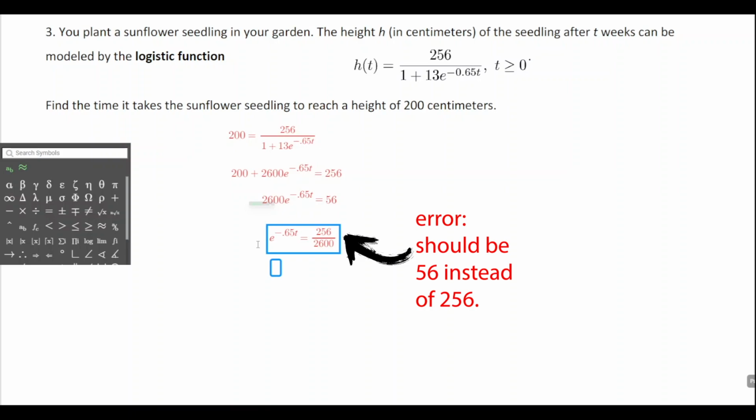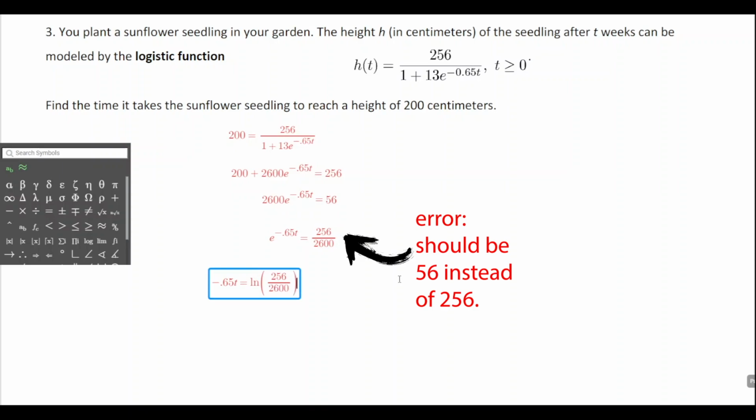All right, so at this point, we need to use the inverse property. We need to isolate this exponent. Now, it is going to have that negative 0.65 t, or the negative 0.65, still sticking out there as a coefficient. So that's going to equal the natural log of 56 over 2600.